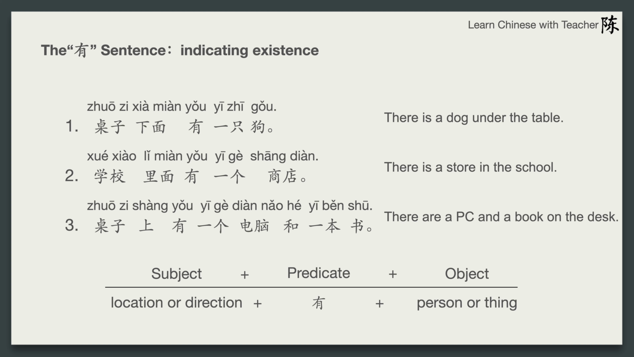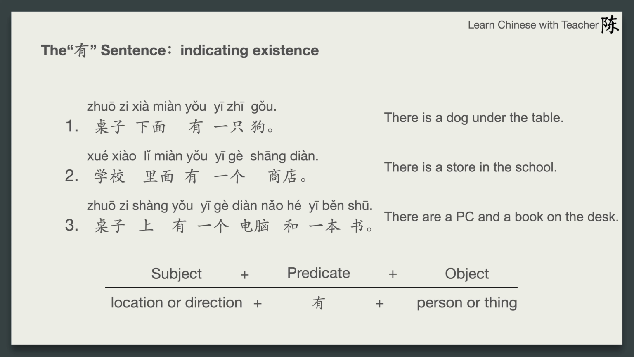The first meaning of 有 is to have. The second meaning of 有 is there is or there are to indicate existence. Actually, this is pretty similar to the English verb to be. In English, to be can indicate someone or something equals someone or something. And also, it can indicate a location or direction. But in Chinese, we have two different verbs to express these two meanings.